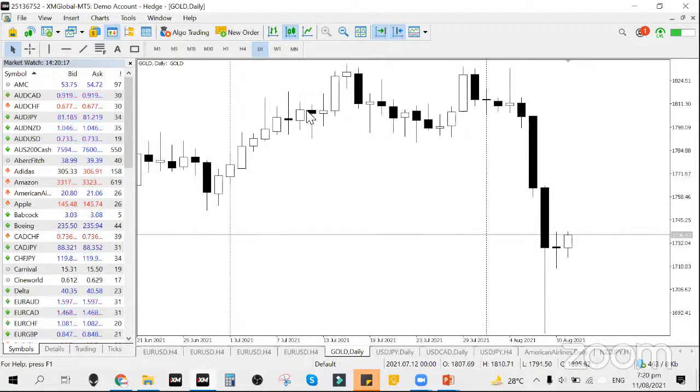Yung mga medyo manipis lang yung body ng candlestick, you can see that there's a rectangular area. Kung medyo manipis lang, ibig sabihin wala siyang masyadong pinuntahan. Okay, so let's talk a little bit more about that in depth. Tingnan natin yung ating slides.